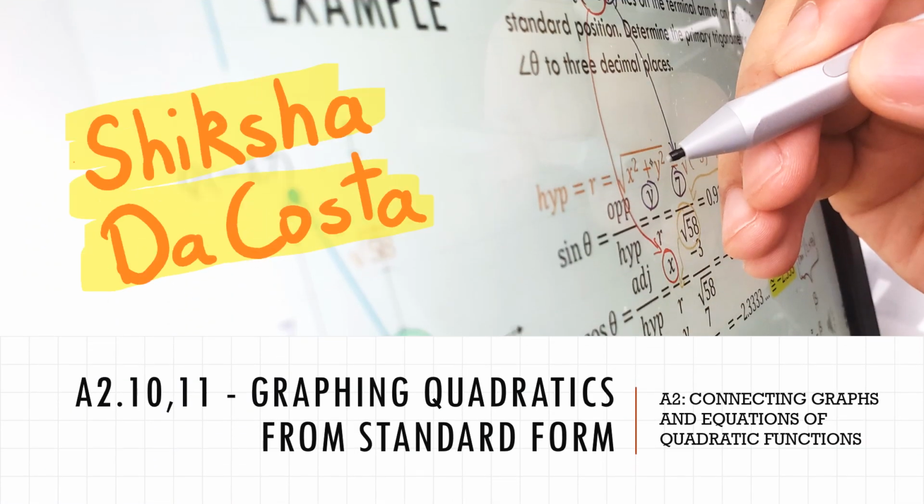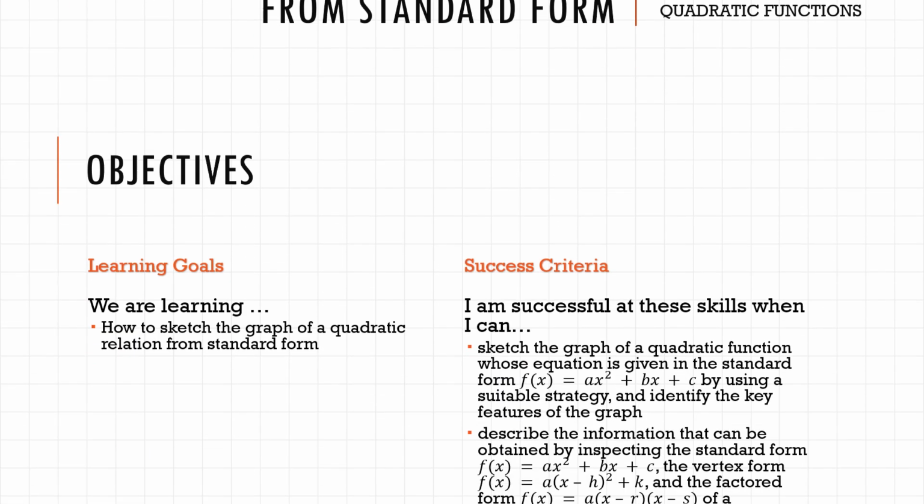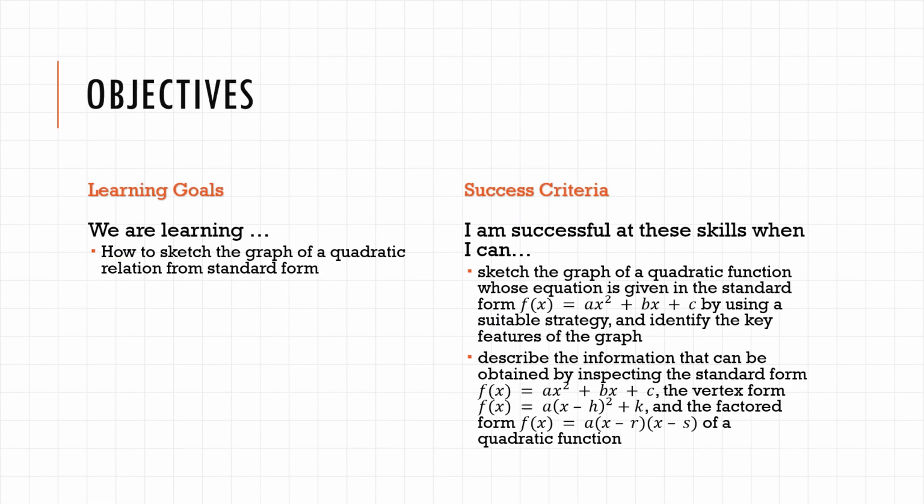Today we're going to learn how to graph quadratics from their standard form. In this lesson, you'll learn how to sketch the graph of a quadratic relation when it's given to you in its standard form, ax squared plus bx plus c. You'll pick the best strategy to do so, and you'll be able to tell what the key features are from the graph. As part of this lesson, you'll also be able to figure out what information you can get just by looking at the equation in standard form, vertex form, or even factored form.